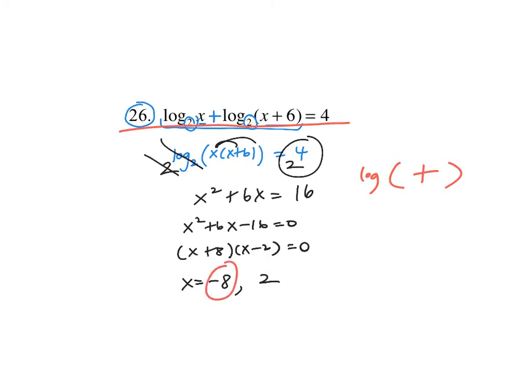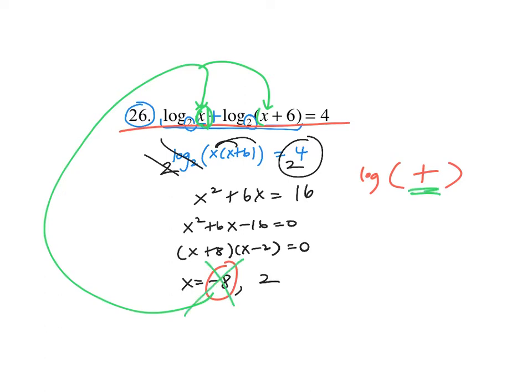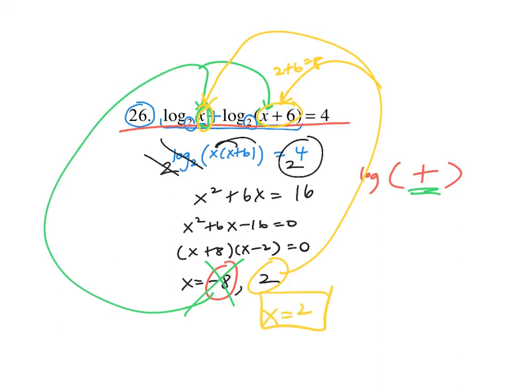So if I look at negative 8, and if I plug it back in right here and here, do you see how on the first one it already fails because log base 2 of negative 8 is not positive, so that's out. If I plug in 2, log base 2 of 2, well, 2 is positive, and then right here 2 plus 6 is 8, and that's positive, so we're okay. We can keep the answer. So our final answer is just x equals positive 2.